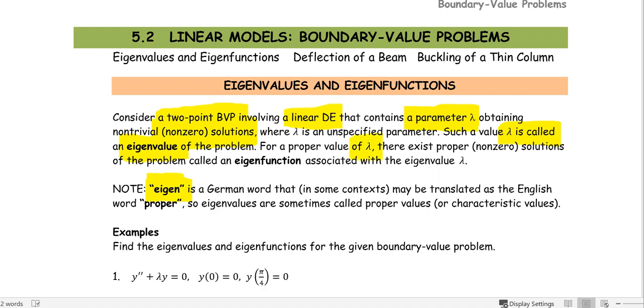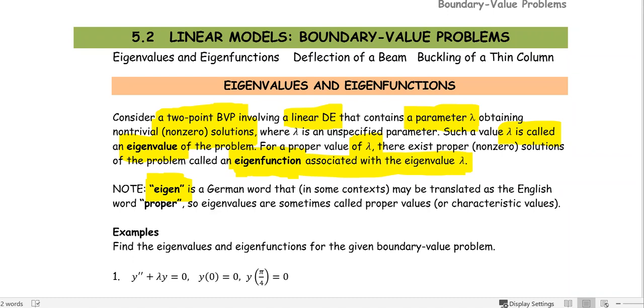So for each lambda, we get the solution, which is called the eigenfunction. So eigenvalue, eigenfunction. One eigenvalue gives you one eigenfunction. So we're going to have the eigenfunction associated with the eigenvalue lambda. So we're going to have the set of solutions based on the conditions provided, which are the boundary conditions, and also the pattern of the equation that we are solving.